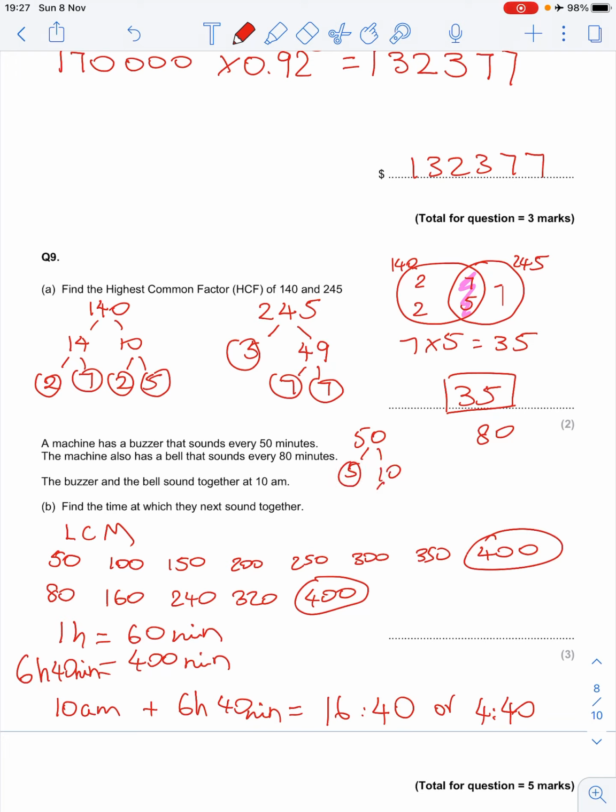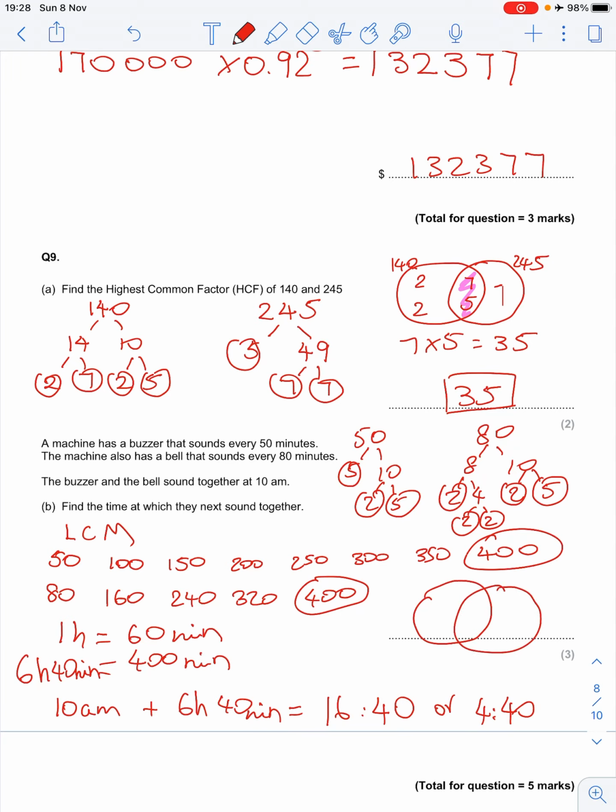So you have 5 and 10, 2 and 5, 8 and 10, 2 and 4, 2 and 2, 2 and 5. So remember your lowest common multiple. So draw your little diagrams. What's in the middle? So we have, this is 2 times 5 times 5. This is 2 times 2 times 2 times 2 times 5. What's in the common is your 2 and your 5.